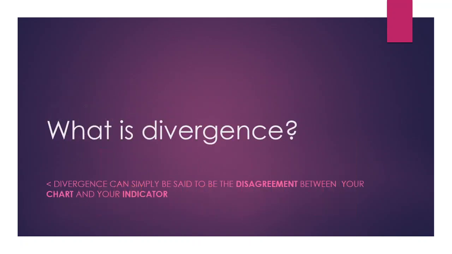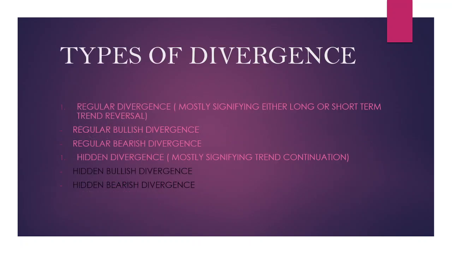Now the main question here is, what is divergence? I will simply define divergence as the disagreement between your chart and your indicator. You can see here it says divergence can simply be said to be the disagreement between your chart and your indicator. And then now you're going to be asking, disagreement? What is this guy talking about? How are my chart and my indicator in disagreement? Don't worry, calm your nerves. I'm going to explain everything to your understanding. Just sit tight, fasten your belts, guys.